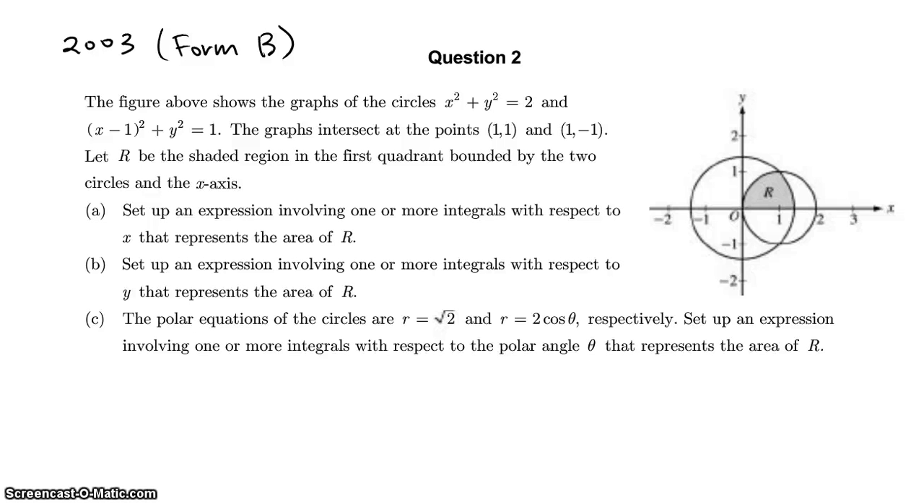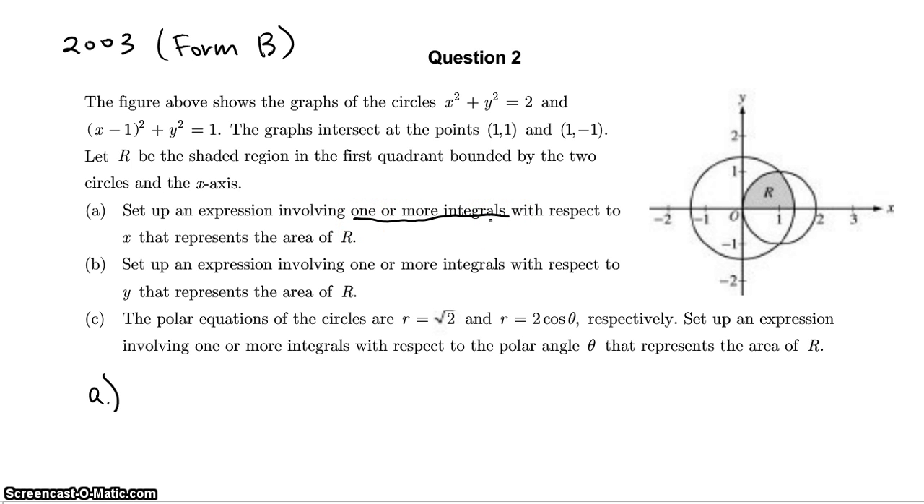This is 2003 Form B question 2, and there's a graph of two circles. One has the equation x squared plus y squared equals 2, and the other is (x minus 1) squared plus y squared equals 1. They give you the intersection, so you don't have to do anything at all. For part A, it's the area of R, involving one or more integrals.